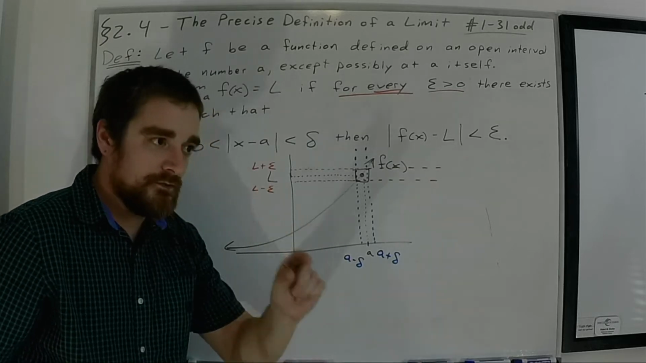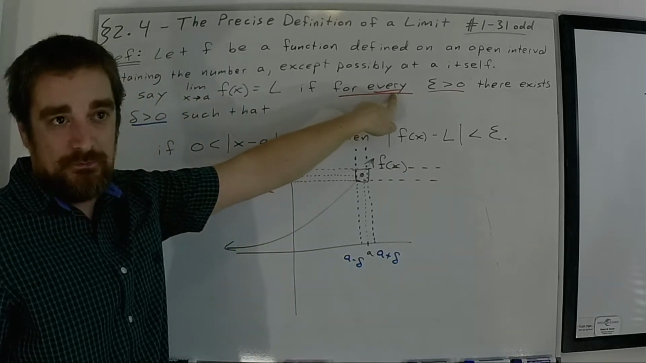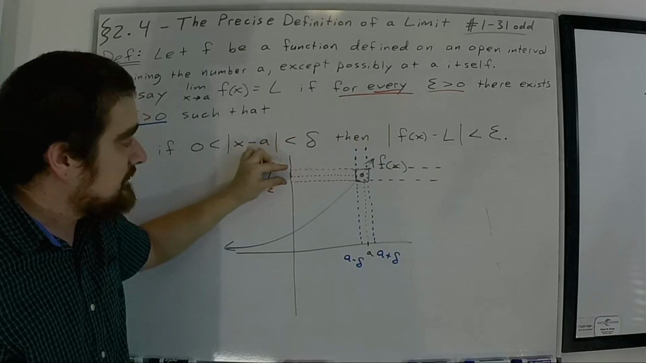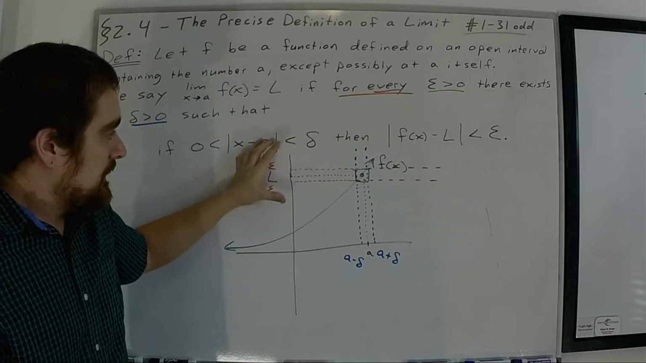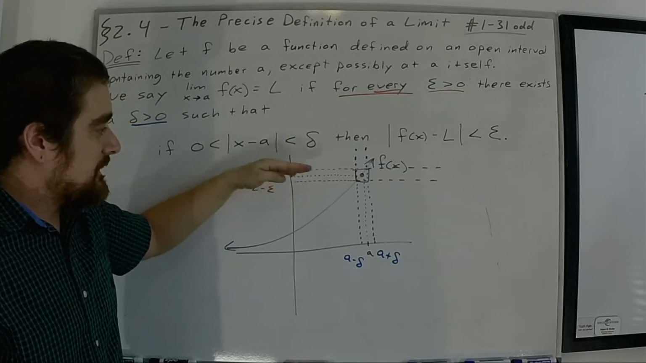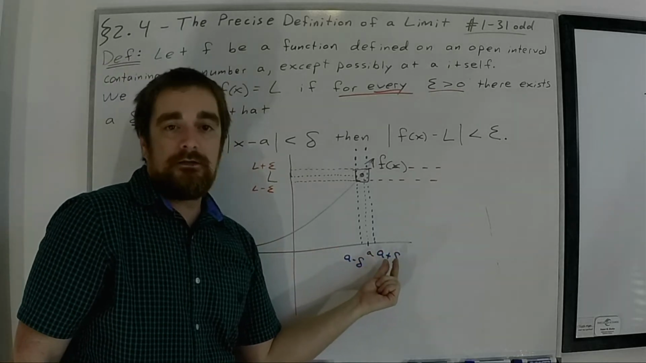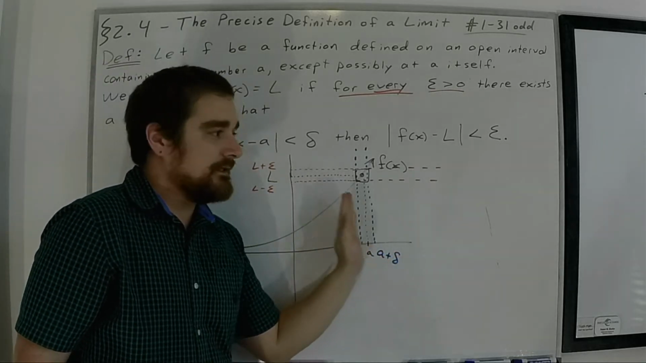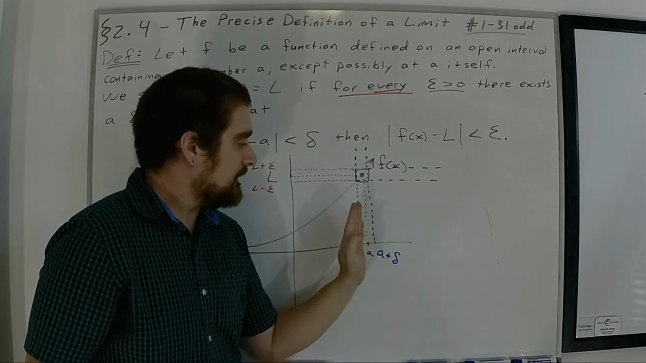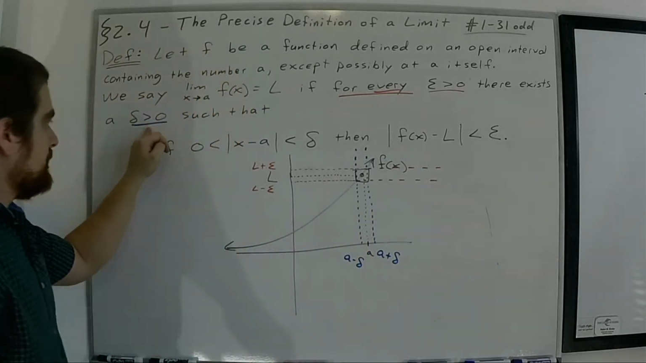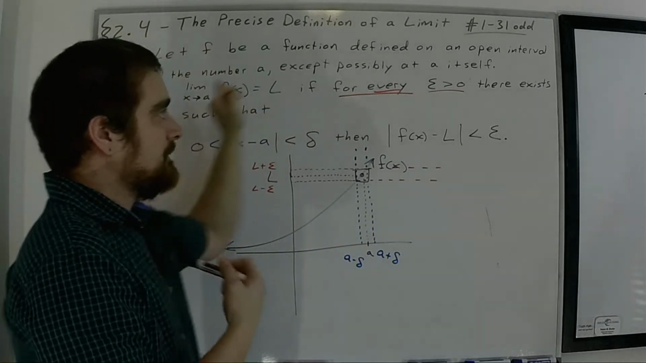But if you can do that for every epsilon, no matter how teeny, tiny we make this window, as far as epsilon is concerned, up and down, we can always find a delta small enough that keeps us in that window, left and right. And that's because our choice for delta is going to depend on epsilon.